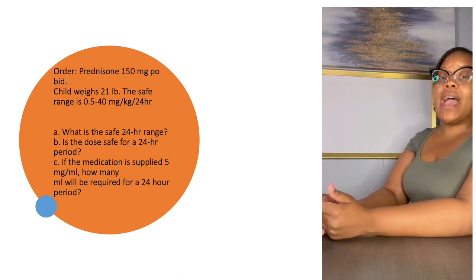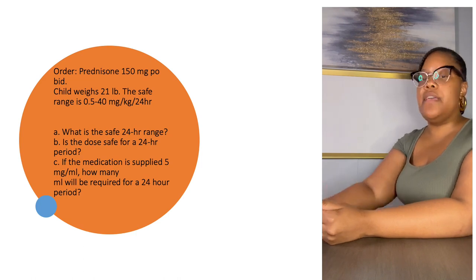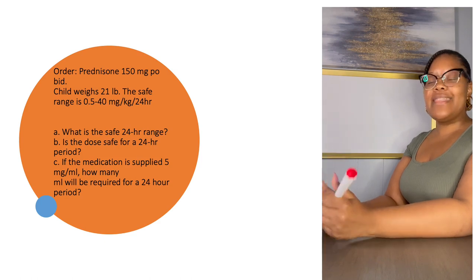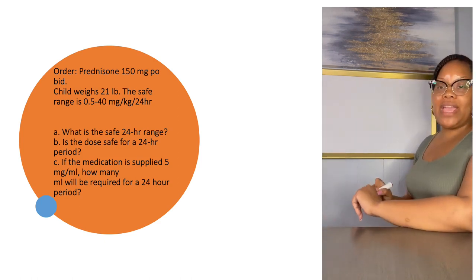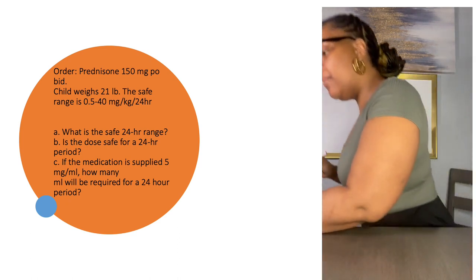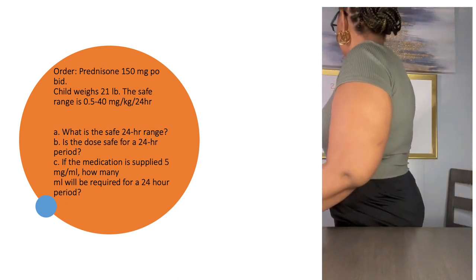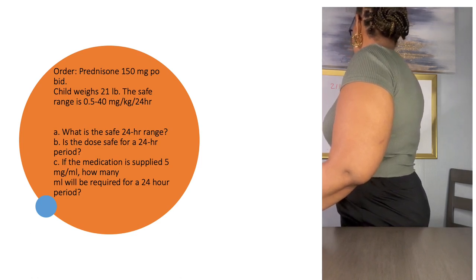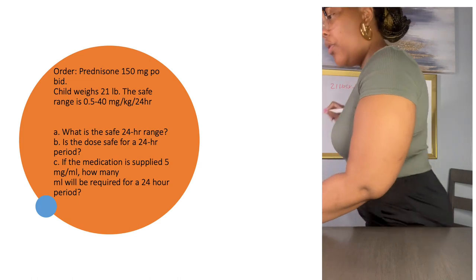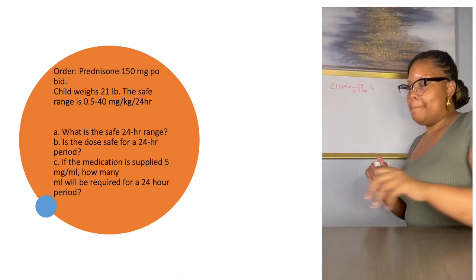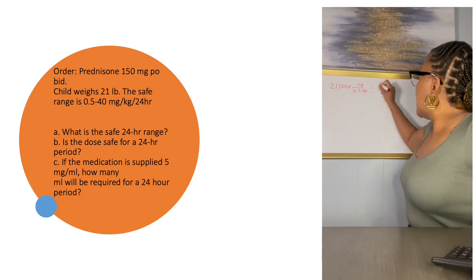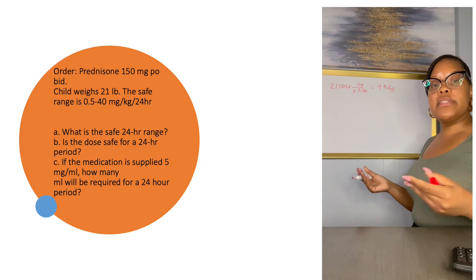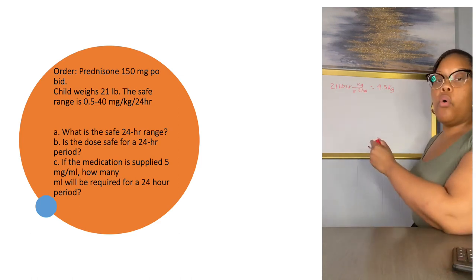So first of all, we have to figure out if this medication is safe. So what are we going to do first? The first thing we're going to do is what? That's right. We're going to convert our weight to kilograms. So 21 pounds, 2.2 pounds equals 1 kg. So we're going to go ahead and put that in the calculator. And we're going to get 9.5 kgs, right? All right. So now we're going to take our kgs and move on in the problem.